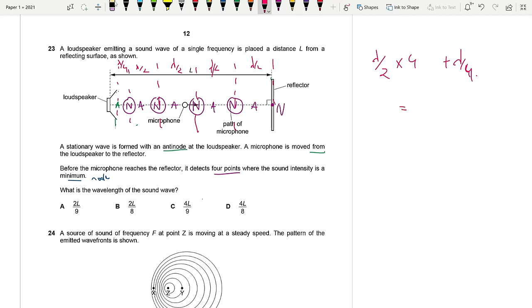That gives us a value of 9 by 4 lambda. So the distance L is 9 by 4 lambda. So lambda is 4L by 9, basically. So that matches with C. 23 is C, okay?